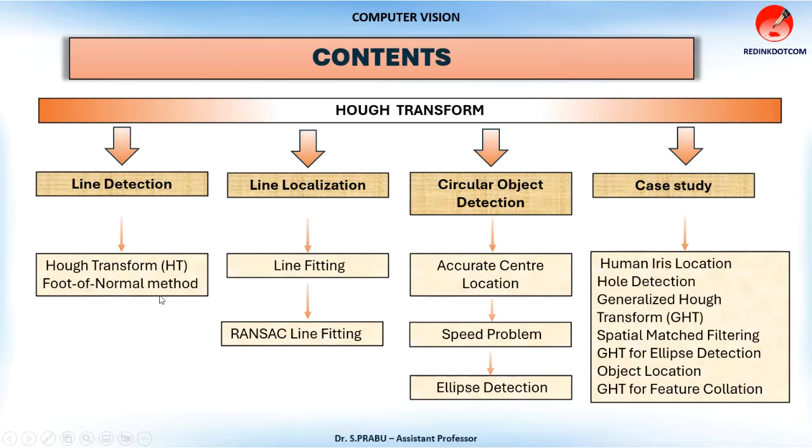After this foot of normal method is over, let's move to the next topic called line localization. These two concepts give the exact line equation. These two methods tell how the line flows and how the line exactly fits in the xy plane. The best example for line fitting is RANSAC line fitting. We will see these one by one.